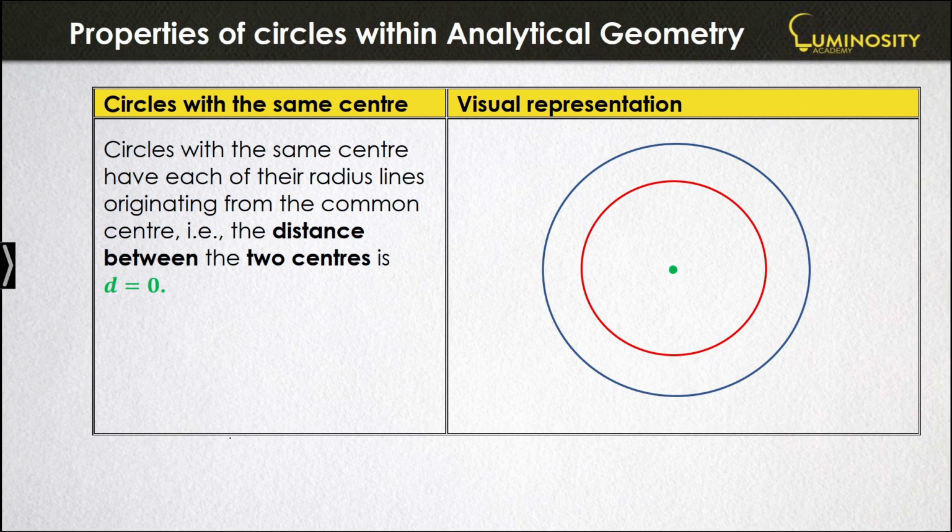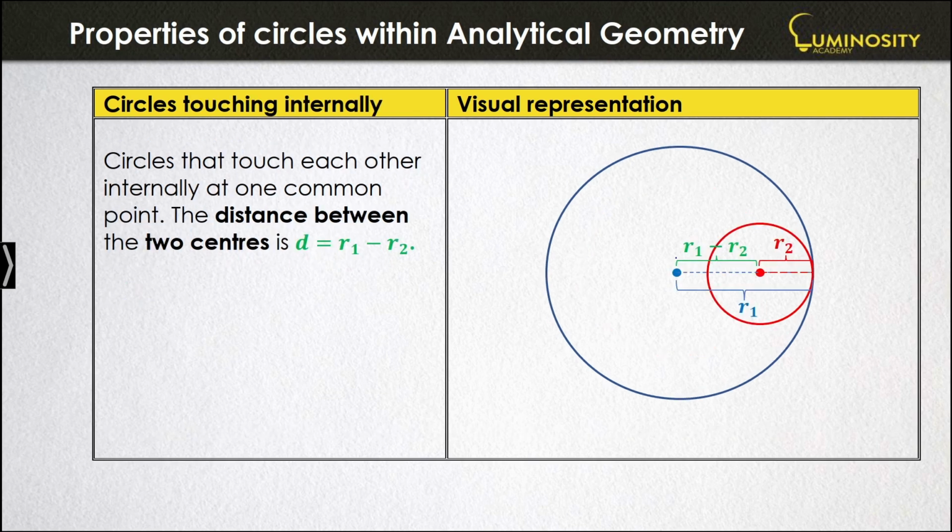Circles with the same center have each of their radius lines originating from a common center point. So this common center point here, C, the radius goes from here to the smallest circle. I can call that R1. And the radius going to the other circle is R2. The blue circle of radius R2 is much bigger because it has a larger radius, but they both have the same center. So we say that the distance between the two centers is d equals 0, because there are no two different center points, so there's no distance between the centers.